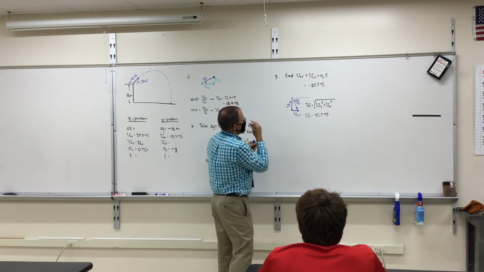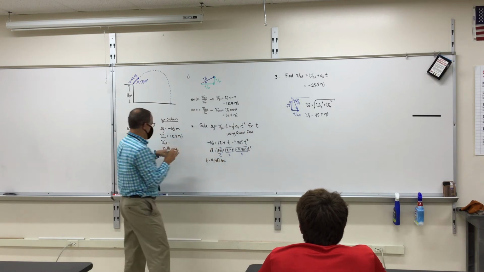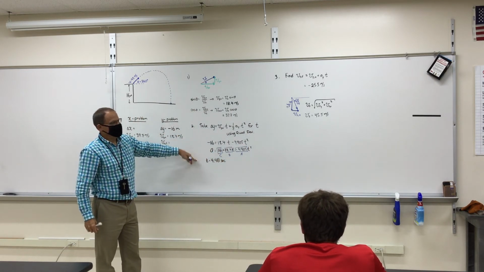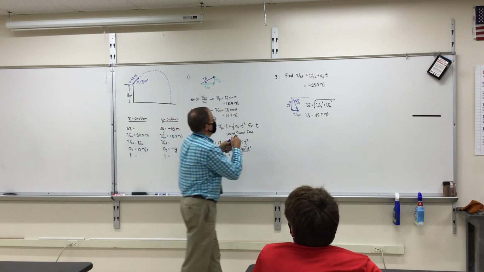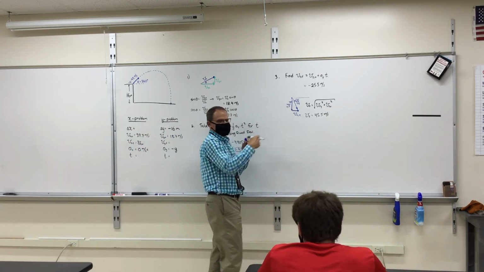All right. The last thing I want to do, so we found out how long it's in the air. We found out its final velocity. Let's find out how far it goes horizontally. How can we find out the distance it goes horizontally?